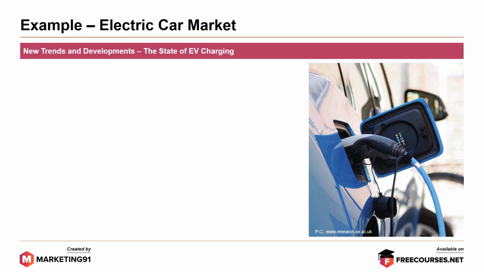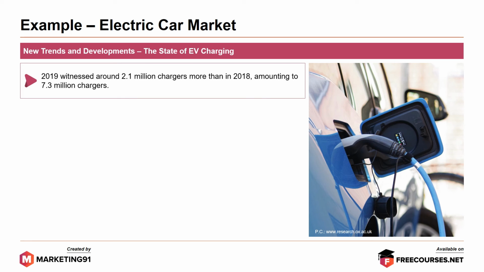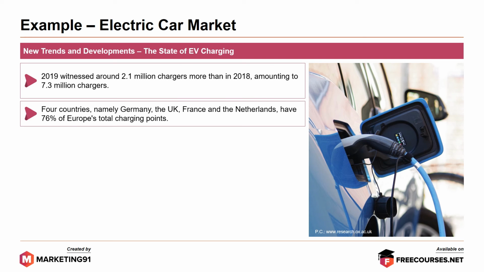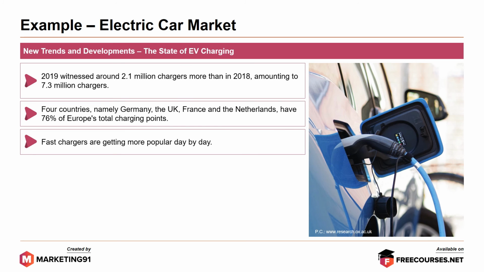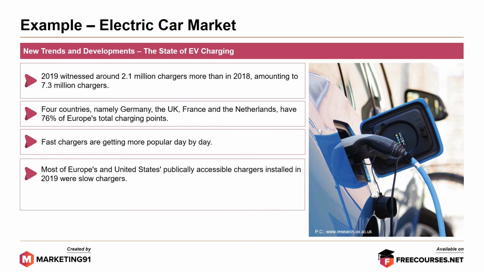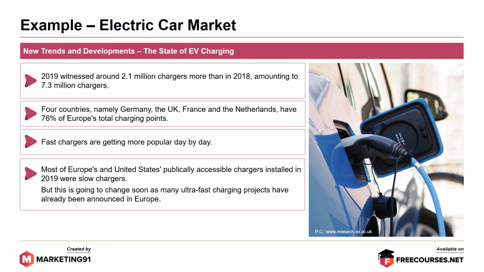And finally, the trend of electric vehicle charging. 2019 witnessed around 2.1 million chargers more than in 2018, amounting to a total of 7.3 million chargers. 4 countries, namely Germany, UK, France and Netherlands, have 76% of Europe's total charging points. Fast chargers are getting more popular day by day. Most of Europe's and United States' publicly accessible chargers installed in 2019 were slow chargers. But this is going to change soon as many ultra-fast charging projects have already been announced in Europe.